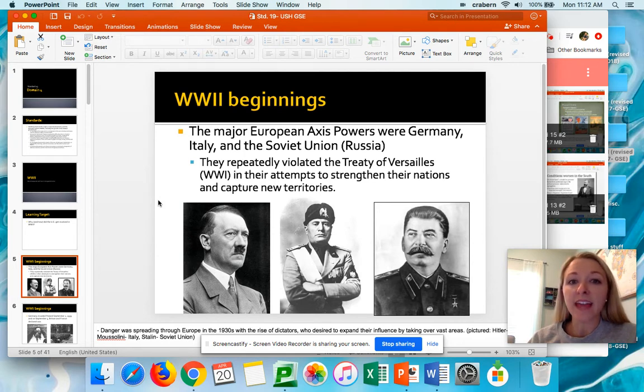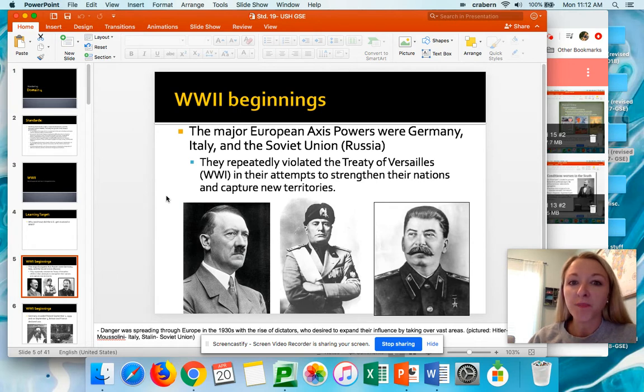So basically, they repeatedly violated the Treaty of Versailles. So remember, the Treaty of Versailles is what ended World War One. And remember, we called it the peace built on quicksand because it basically destroyed Germany, and it made a lot of nations really angry, like Italy and the Soviet Union. So they didn't like the Treaty of Versailles. You've got Hitler that comes up to power. We don't even have time to go into all that.